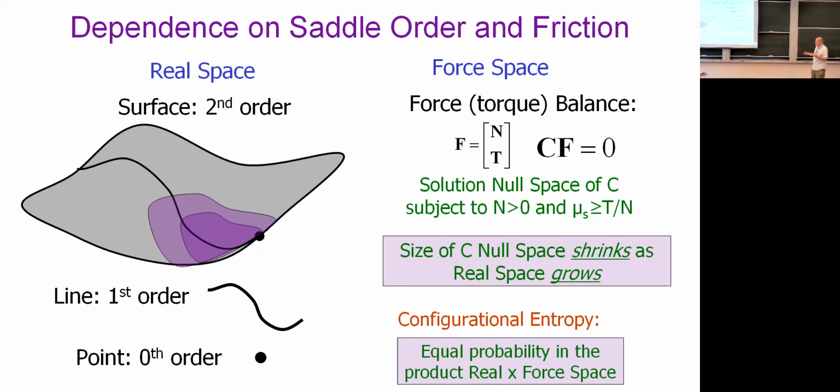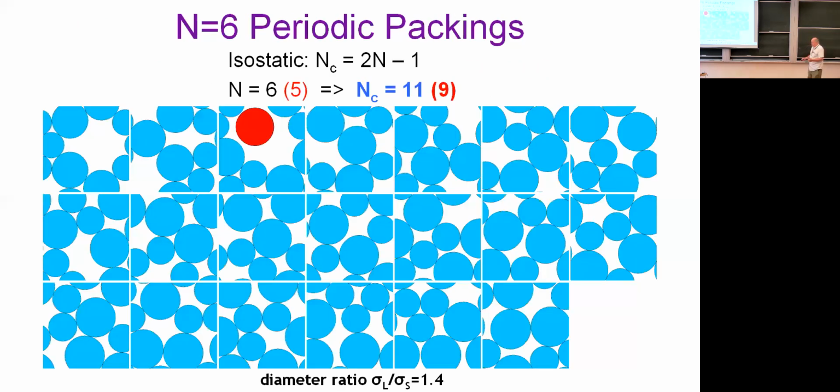where states actually can exist. And our basic idea is that the probability of these things is some kind of product between the real space and the force space. That thing has a constant dimension, and that thing is where we can do statistical mechanics because everything in that space lives in a specific dimension. Okay. So let's test this out.